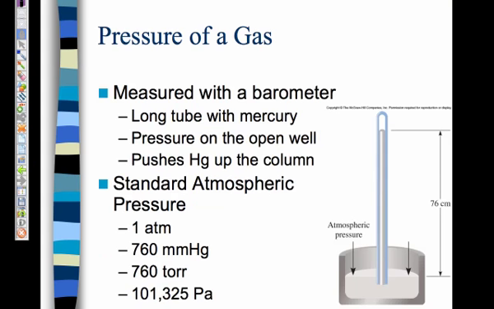Pressure is measured with a barometer. This is a picture of a barometer. You have this long capillary tube that's closed on this end, and this is actually a vacuum inside, so you have no pressure acting on it. This well is open and is filled with mercury. It's open to the atmosphere, so the atmospheric pressure is always pushing down on this mercury. The only place that mercury can go is up the capillary tube. So the higher it gets, the higher the pressure.